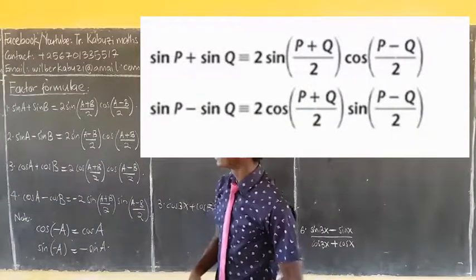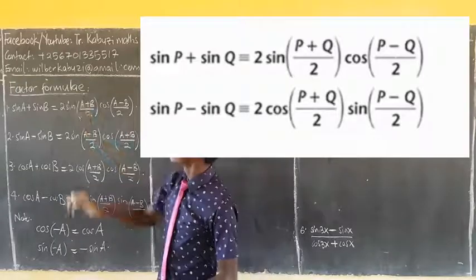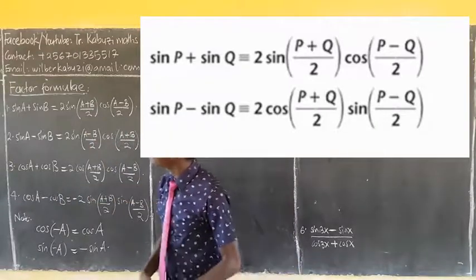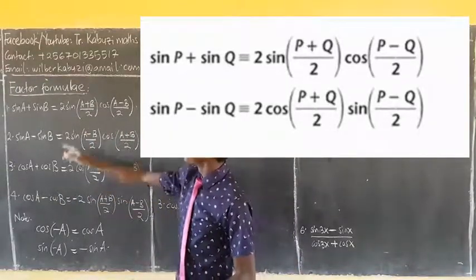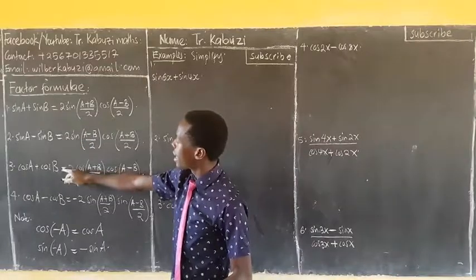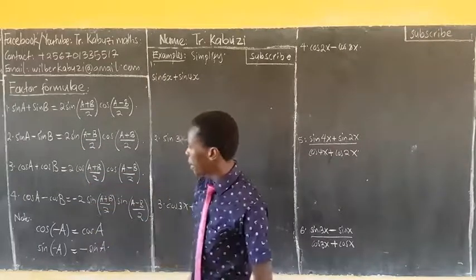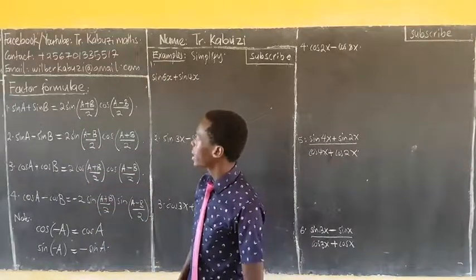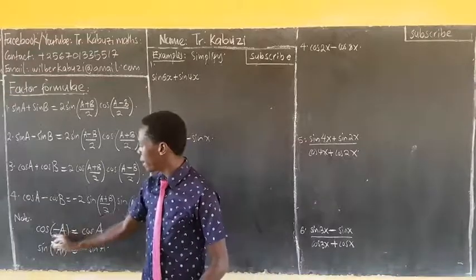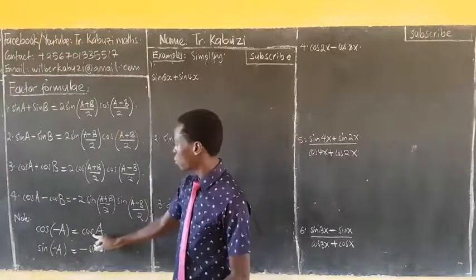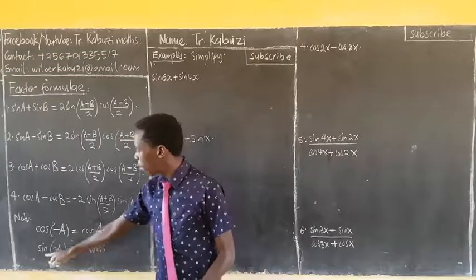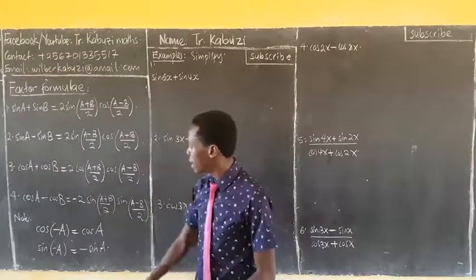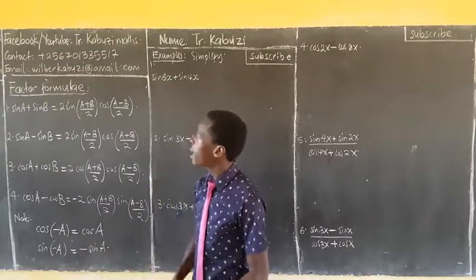Today we are going to see how we use the factor formulas. We have four of them. The note we need to take care of is that cos of a negative angle is the same as cos of a positive angle, but sine of a negative angle is the same as negative sine of that angle.